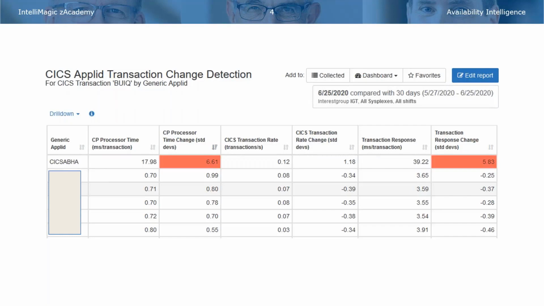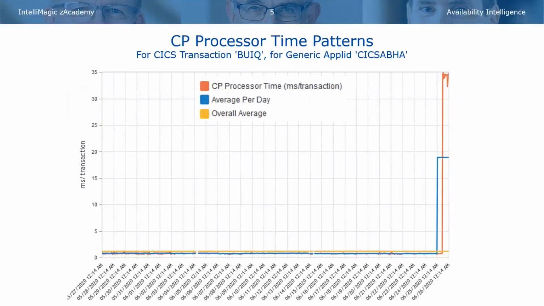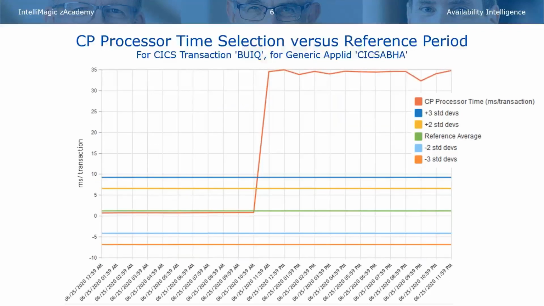So drilling then on that region to view the entire reference period, we see that the CPU per tran for this transaction was very constant over the entire period of time, except for this last day where we see a huge spike. So from here, this other view, which focuses in on the last day, is very helpful. It shows that the CPU per tran, in red there, was just slightly below the 30-day average until it spiked up dramatically around 11 a.m. and then remained at that really high level throughout the rest of this particular day.